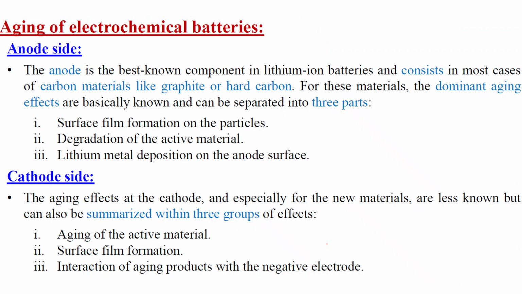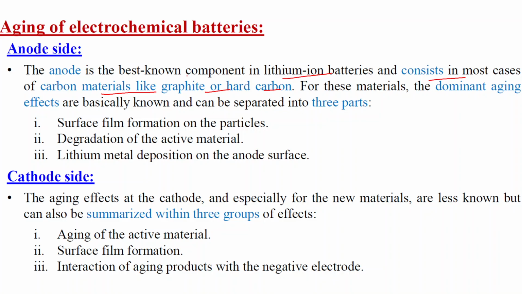Now coming on to the aging of electrochemical batteries. Electrochemical batteries age too, depending on some factors. That is the anode side. Anode is the best known component in lithium ion batteries and consists in most cases of carbon. Mostly anode is carbon based materials like graphite or hard carbon. For these materials, the dominant aging effects are basically known and can be separated into three parts.